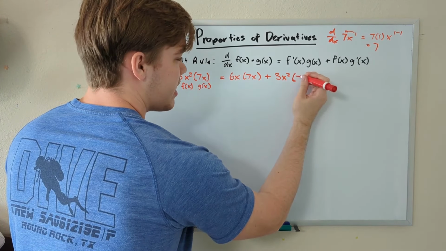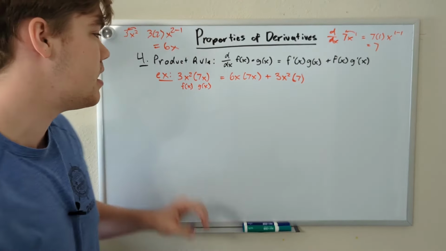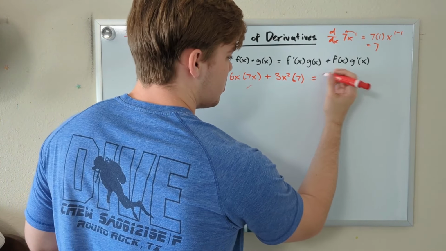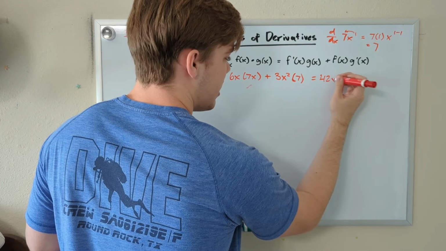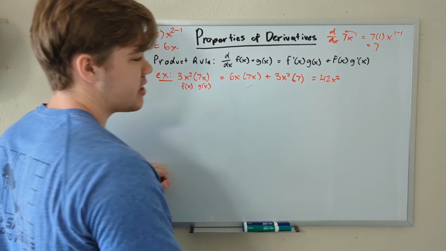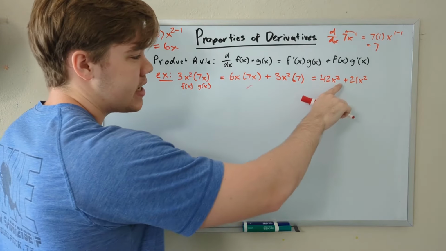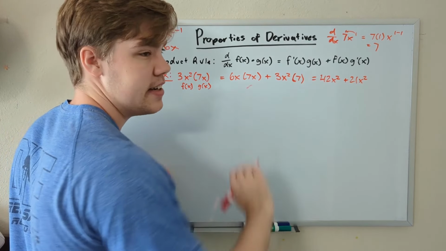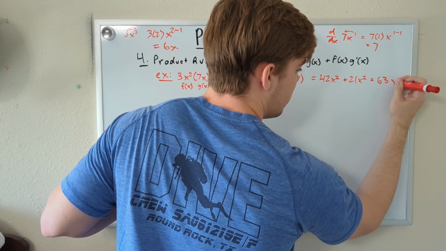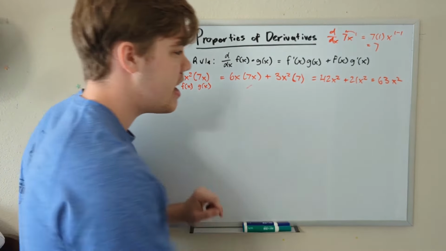So we just multiply 3x squared by 7. And now it's just a matter of multiplying everything together and adding them. 6 times 7 is 42, and x times x is x squared. So the first part is just 42x squared. 7 times 3 is 21, and we just have an x squared. So this is now equal to 21x squared. And we have a common factor, which means we can just add these two together. 42 plus 21 is equal to 63. So the derivative of 3x squared times 7x is just 63x squared.